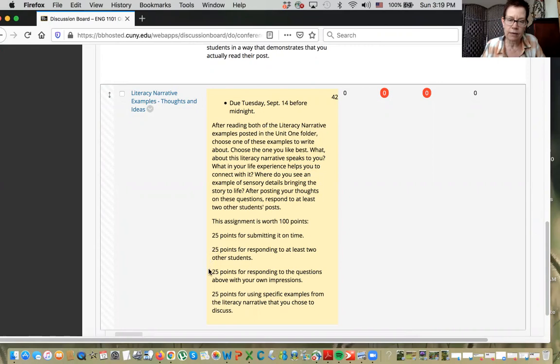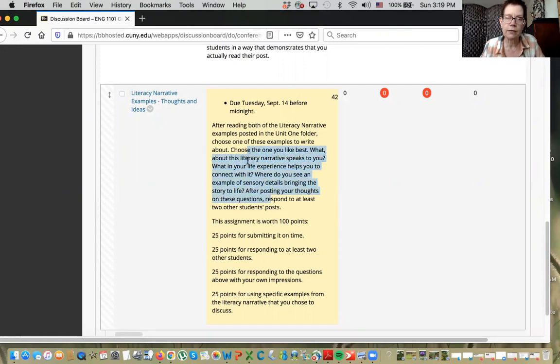This is the grade breakdown for the discussion board post, right? Remember that you need to respond to at least 2 other students. So after you post, go back out of the forum and go back in again a little bit later and see if you can find 2 people to respond to. You need to respond to 2 other students. And you are going to focus on these questions here, right?